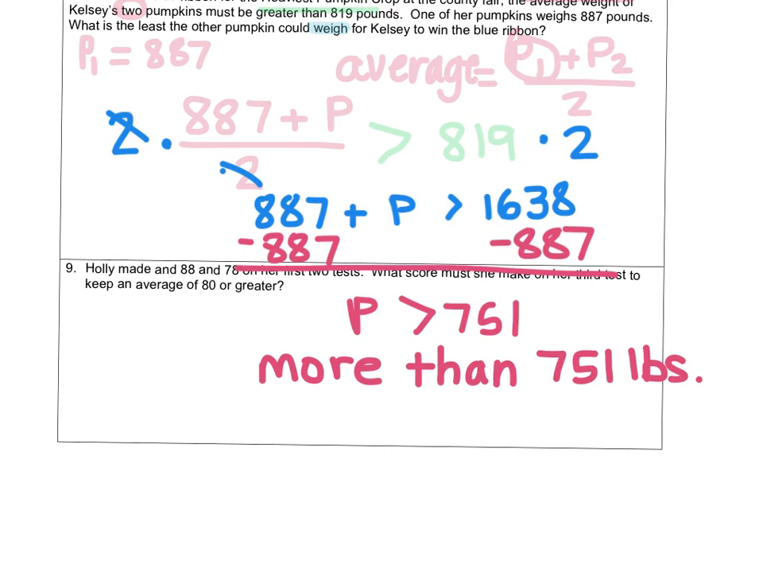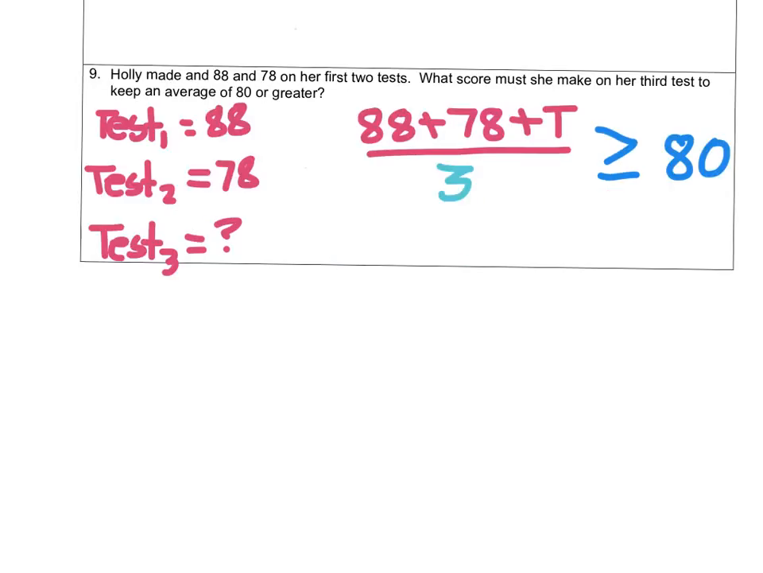Please pause the video here and try number 9 on your own. Did you set up your equation correctly? We're adding 3 scores together, so we're finding the average by adding them together and dividing by the number of numbers, which is 3. So to solve, we'll multiply each side of the inequality by 3. That will cancel the 3s out on the left side.